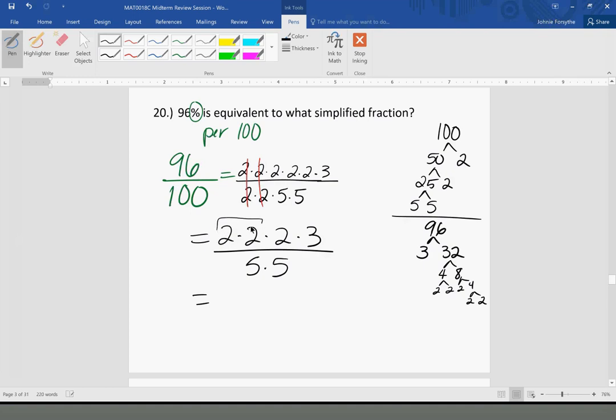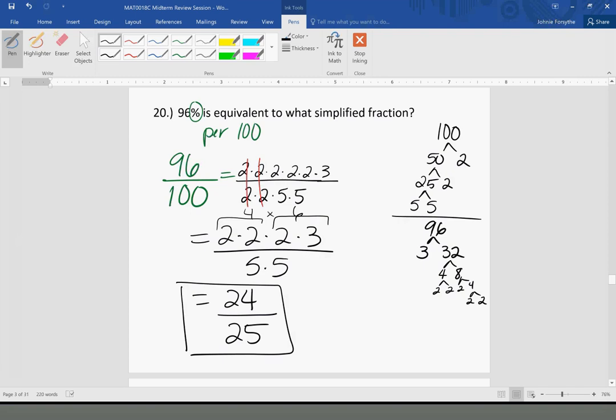So 2 times 2 is 4 times 6. 4 times 6 is 24 over 5 times 5 is 25. And that would be your simplified fraction.